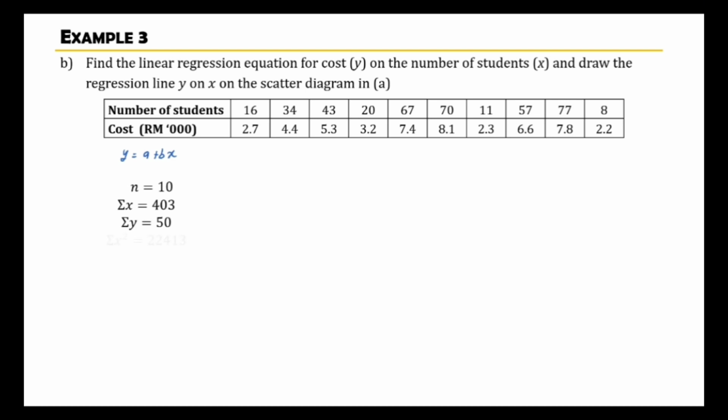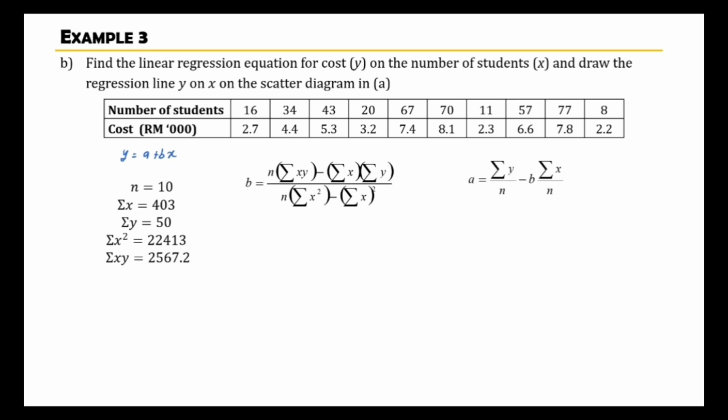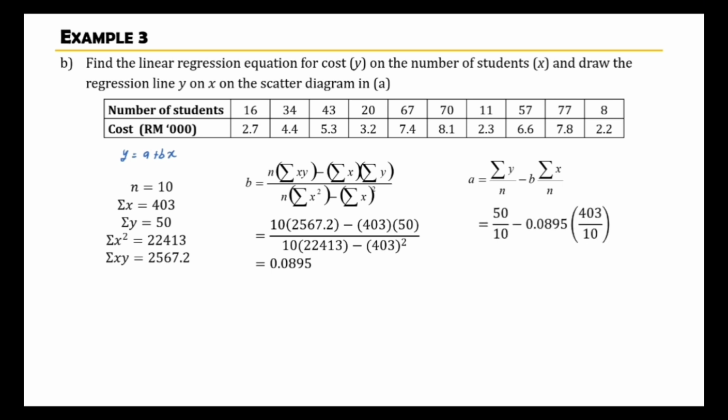total y equal to 50, total x square is 22,413, total x times y is 2567.2, and b is given by this formula and a is given by this formula, and substitute we get b equal to 0.0895, and substitute value into a, we get a equal to 1.3932.